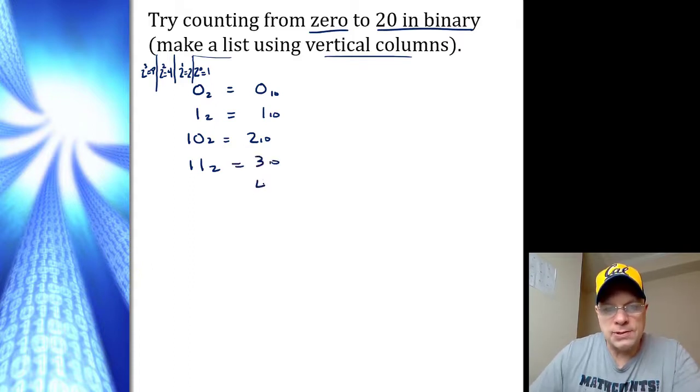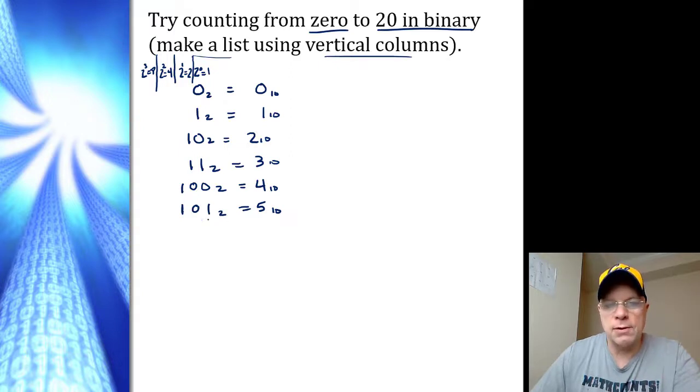When I want 4 in base 10, 4 looks like 100 in binary because it's a 1, a 0, and a 0. It's a 4, no 2's and no 1's. That's 4 in binary. 5 in base 10 would be my 4, 0 2's, and 1 1. That's 5. 4 and 1 is 5. That's the binary version of 5.